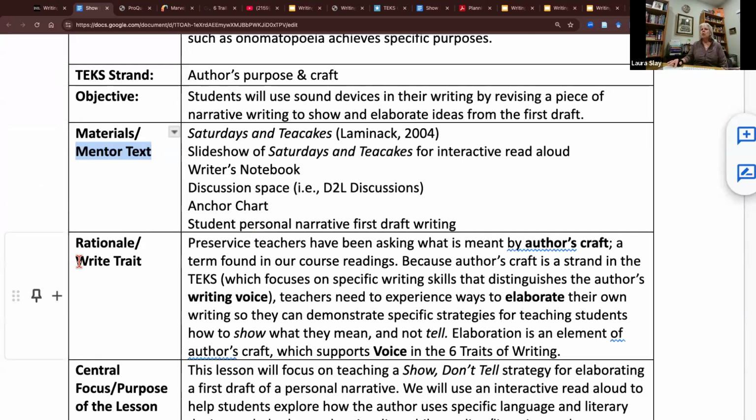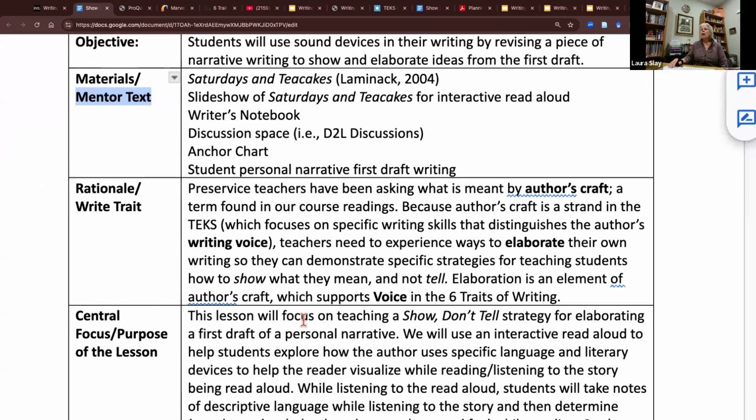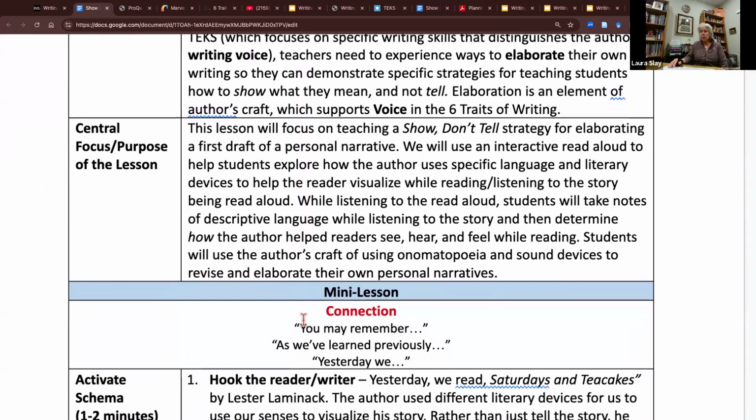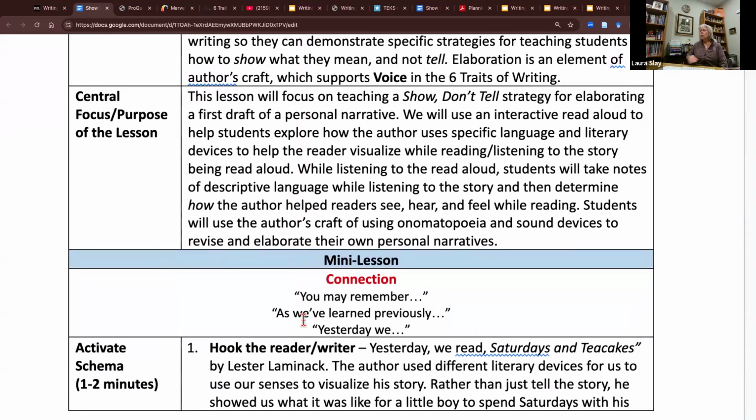So I want you to connect your writing lesson that you're choosing to create to one of the writing traits, and I want you to explain why this is important in the life of a writer, of a student writer. It could be that students have been struggling with such and such a skill, and therefore it falls into this writing trait because students are going to need to be able to develop a sense of their own voice. And one way to develop voice is to elaborate their writing with various different tools, such as onomatopoeia, for example.